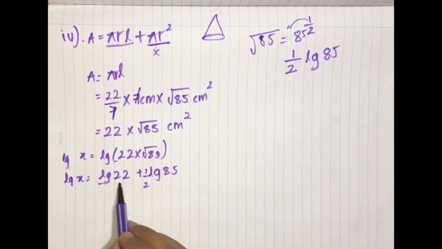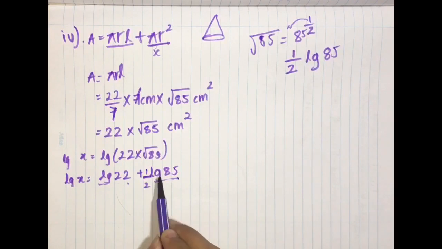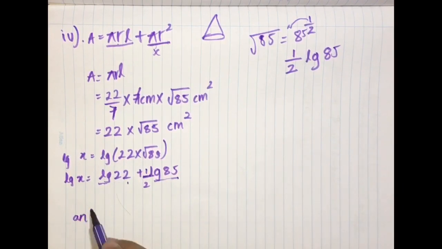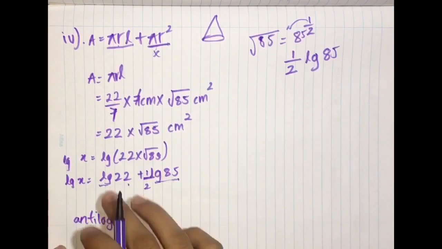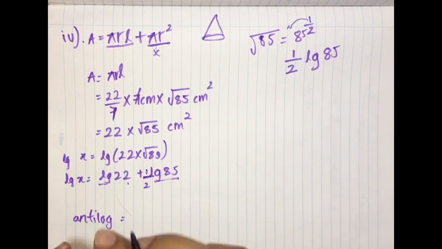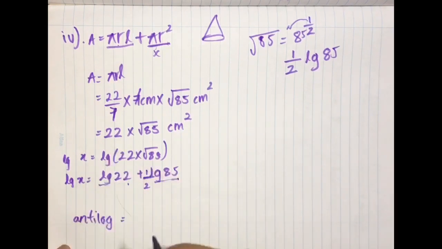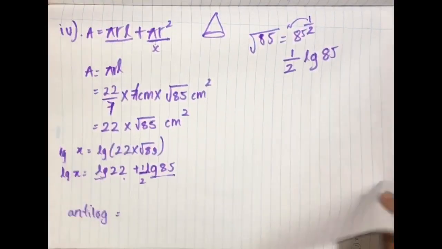Now find the log of 22, find the log of 85. Here you have to divide by 2. If you add and then finally find the antilog, that will give you the exact value. Is that part clear? Just have a look, just revise the log part. In these types of questions, mostly 80%, there will always be a question finally asking you to solve using logarithmic tables. Let us move on to the last part.